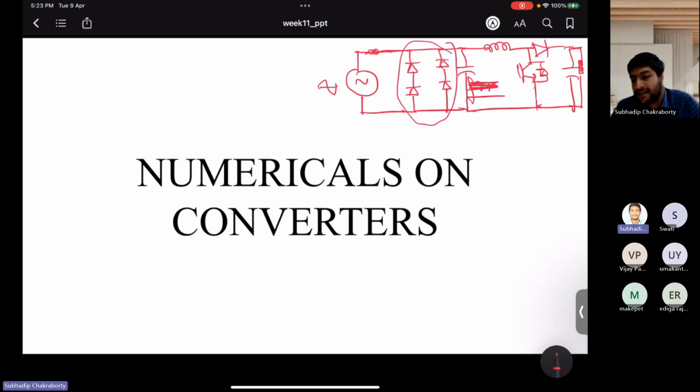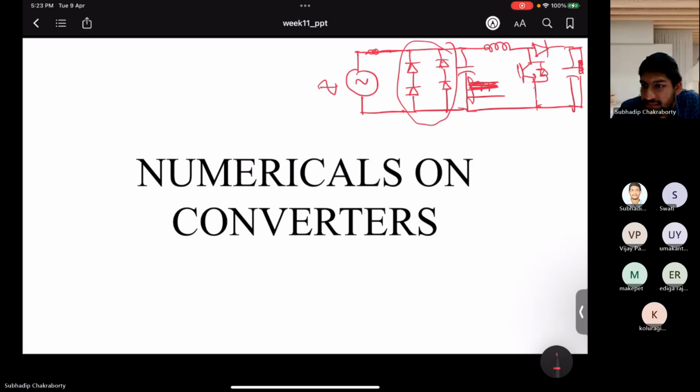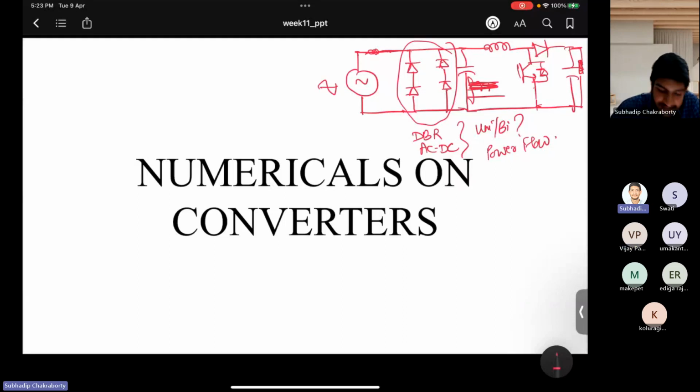So can anyone tell me whether a diode bridge rectifier is bidirectional or unidirectional? Will it allow power transfer? Which direction will it allow the power transfer? So DBR, this is called diode bridge rectifier, for AC to DC transformation. And this device is unidirectional or bidirectional? Unidirectional power flow. Yes, please answer. Unidirectional, correct.